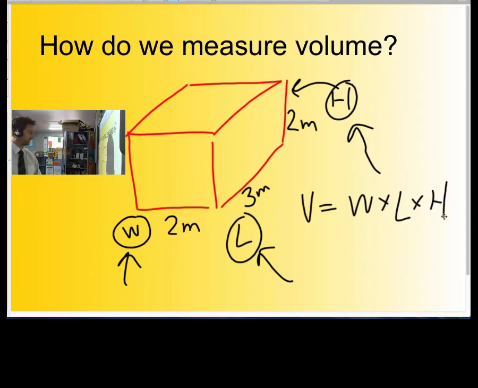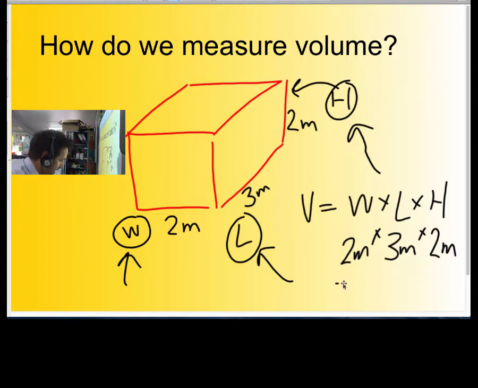Okay, and what's the width here? The width here is 2 meters, so I'll write that down, 2 meters times, what's the length? 3 meters. And what's the height? Times 2 meters. Perhaps you could even work out that sum. What is 2 meters times 3 meters times another 2 meters? So go on, work that out. And if you're very clever, I'll just pause because the board's a little bit messy.